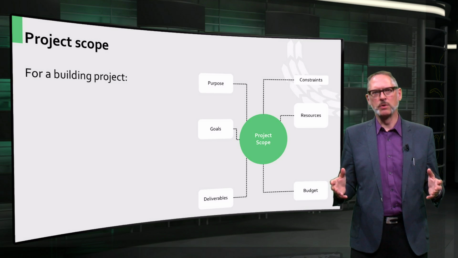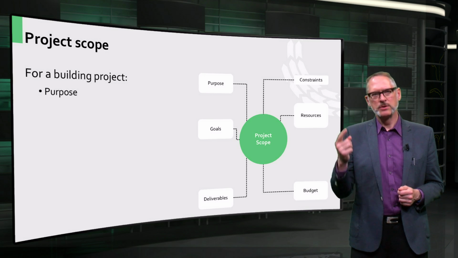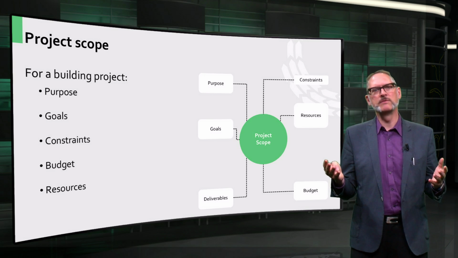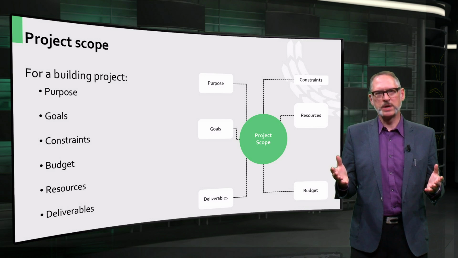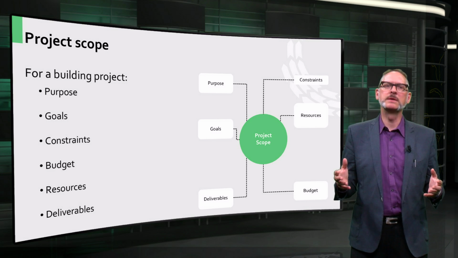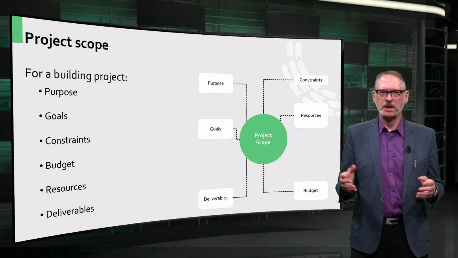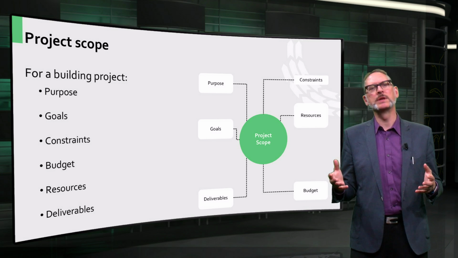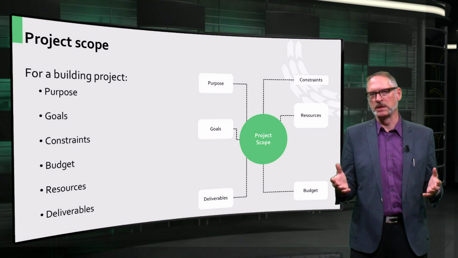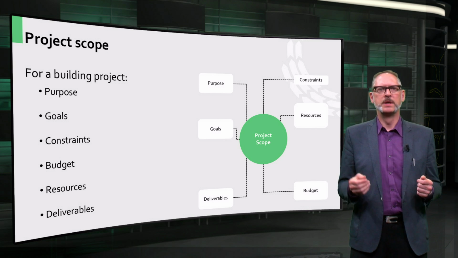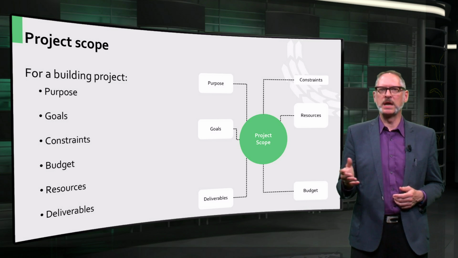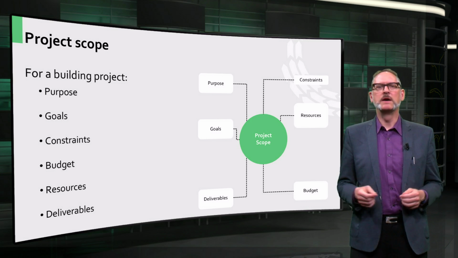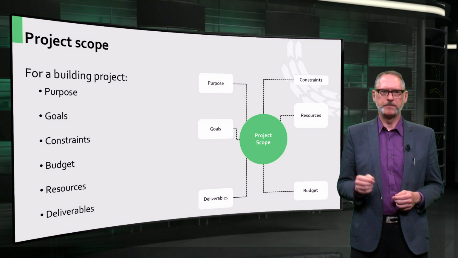Before anyone can go to work on a building, the purpose, the goals, constraints, budget, resources, and deliverables with which the building project can be realized must be outlined in a project scope. This scope document becomes the principal tool for ensuring that everyone in the project shares a common understanding of what is to be done. It also helps ensure that one does not get led astray or expand the project beyond its original purpose, a phenomenon called scope creep.